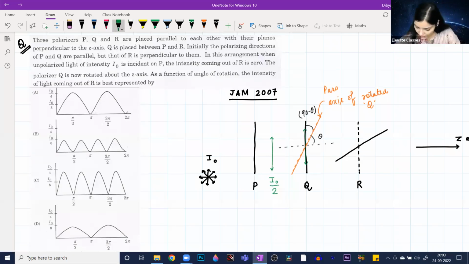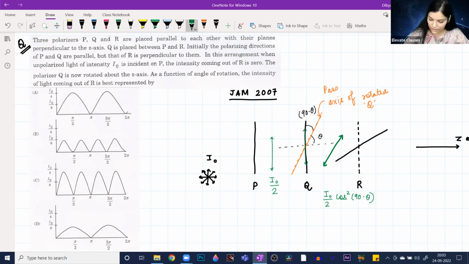So what will I get out of this? I will get a light polarized parallel to the pass axis, and the intensity would be I0 by 2 multiplied by cos square of (90 minus theta), right? And now this is incident on my polarizer R, but now this R is along the x axis.